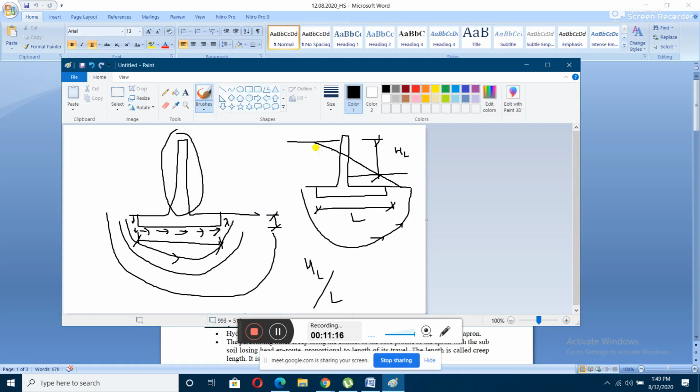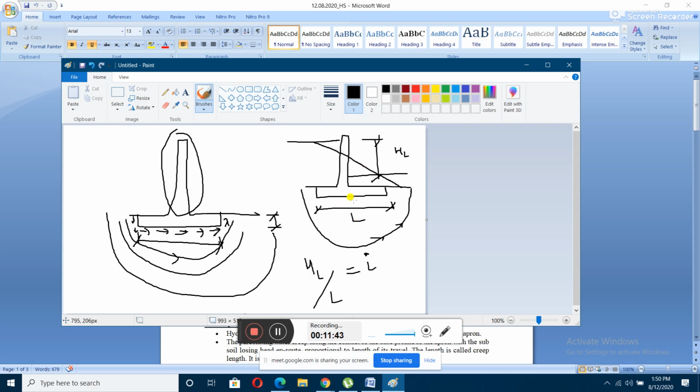Okay, so this hydraulic gradient line will be a straight line as the slope is constant. HL by L is assumed by Bligh as constant, and it is denoted by I. Since I, that is HL by L, is constant, the curve will take up the shape of a straight line, and that is another assumption.